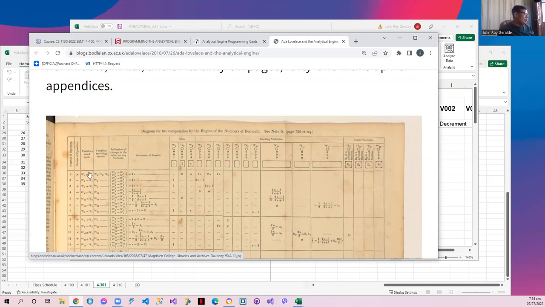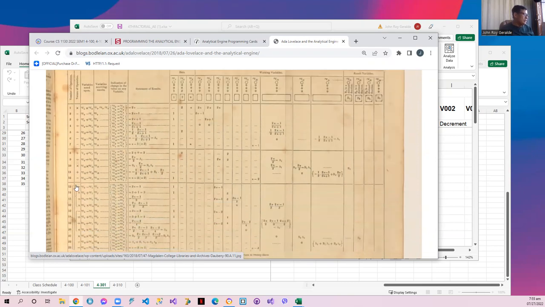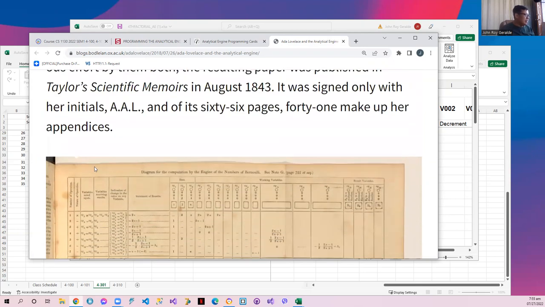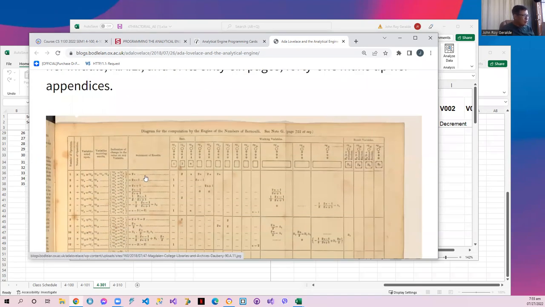In the same way, it's arranged according to the instructions. So she has operation cards. I haven't seen any, but most probably they're followed horizontally. And these are the variables: variable 1, variable 2, variable 3. She distinguished between working variables and result variables.